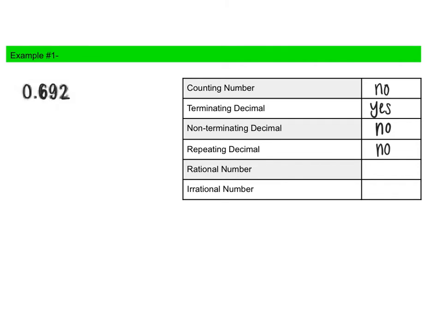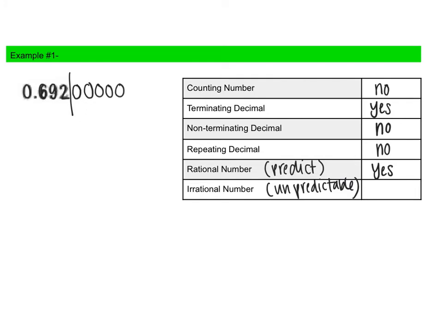So the last one I want to determine, is it rational or irrational? So rational means I can predict what comes next. Irrational means I can't predict it. So for this one, 0.692, if I were going to add a decimal that comes after this, I know that what comes next is a 0. And it's just going to keep being a 0 forever. I can always predict that's going to come next because it stopped right here. Okay, so I can predict what comes next.